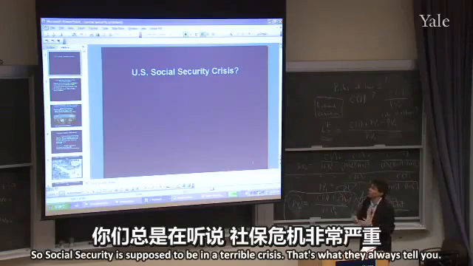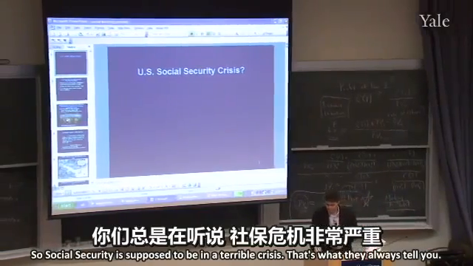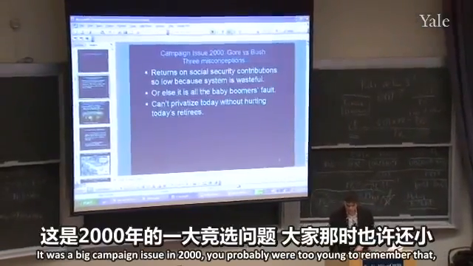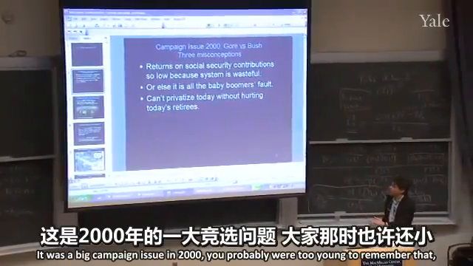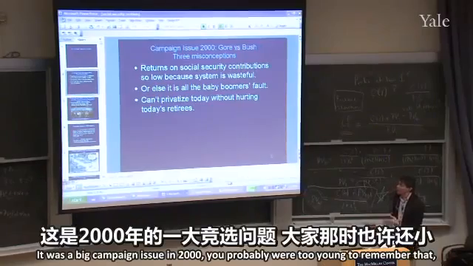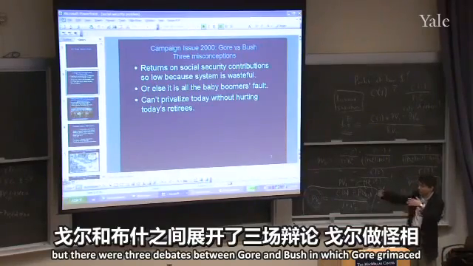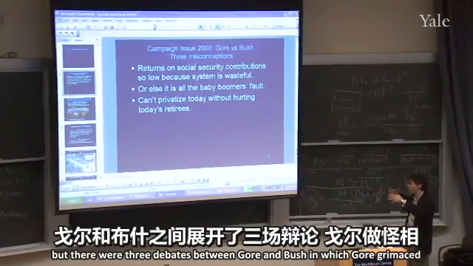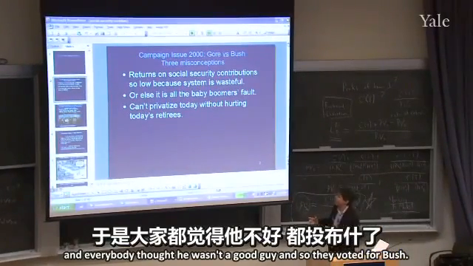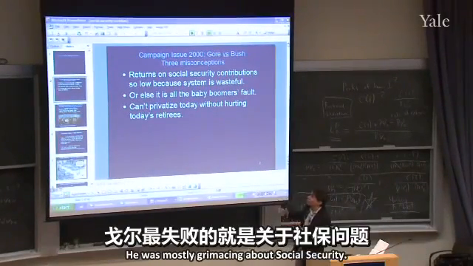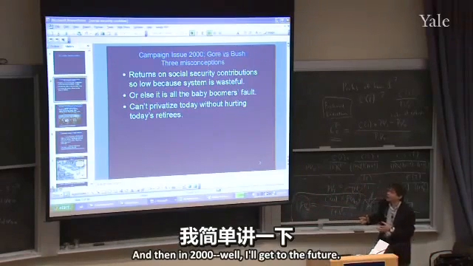Okay, so Social Security is supposed to be in a terrible crisis. That's what they always tell you. It was a big campaign issue in 2000. You probably were too young to remember that, but there were 3 debates between Gore and Bush in which Gore grimaced and everybody thought he wasn't a good guy, and so they voted for Bush. And he was mostly grimacing about Social Security. And then in 2000, well, okay, I'll get to the future.